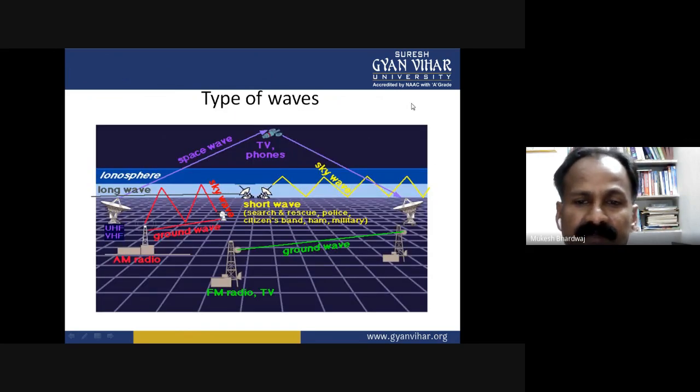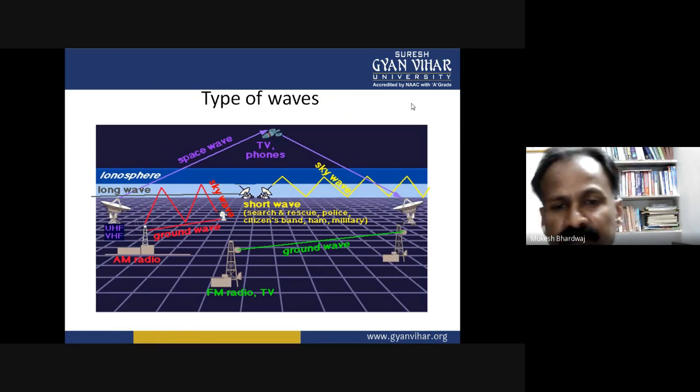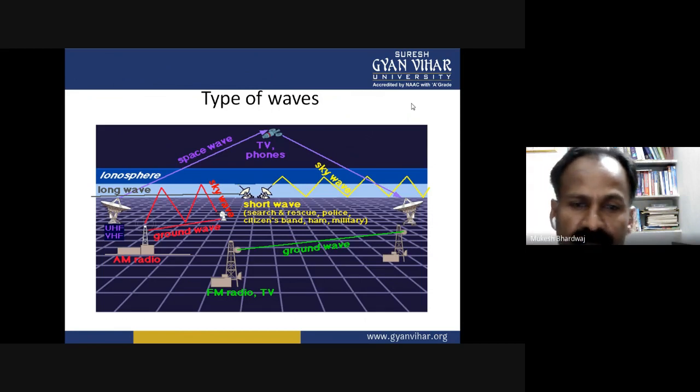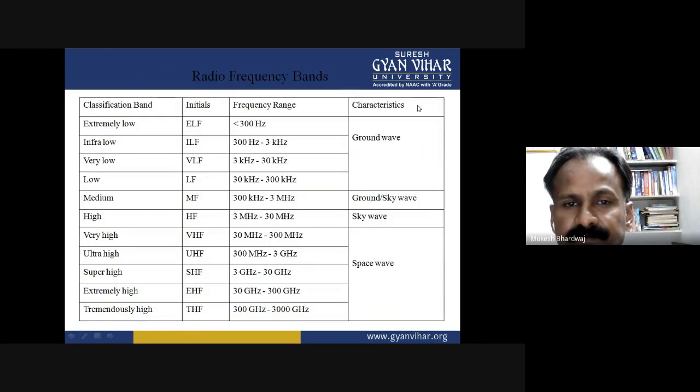Types of wave, as we know that waves are of various ranges depending upon their use. In the ionosphere: long wave, space wave, TV phone, sky wave, short wave, ground wave, and how the communication takes place. These are some radio frequency bands which we already know: extremely low, infra low, very low, low, medium, high, very high, super high, extremely high, tremendously high. These are where they are going to be used: ground wave, sky wave, space waves.